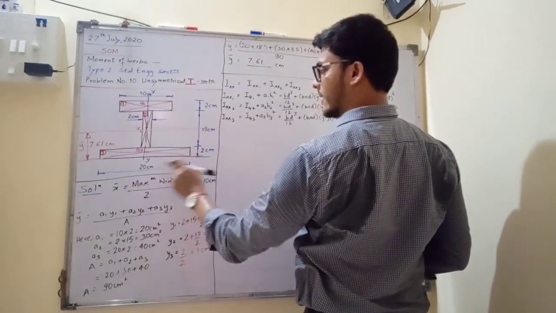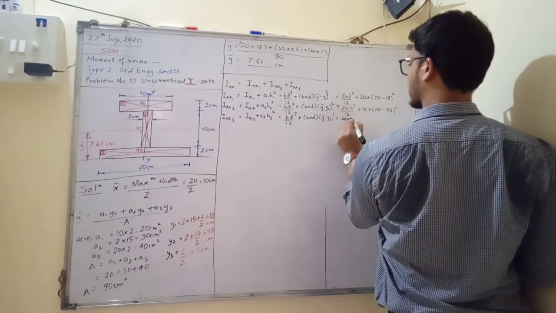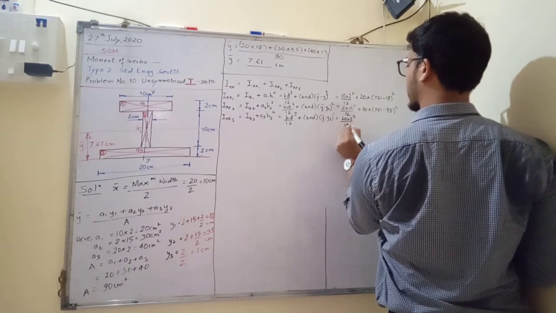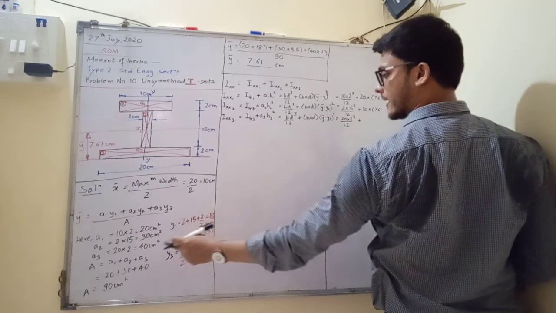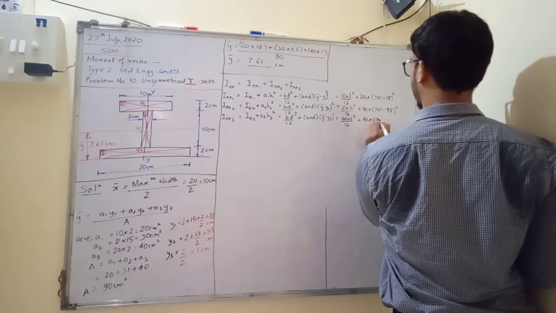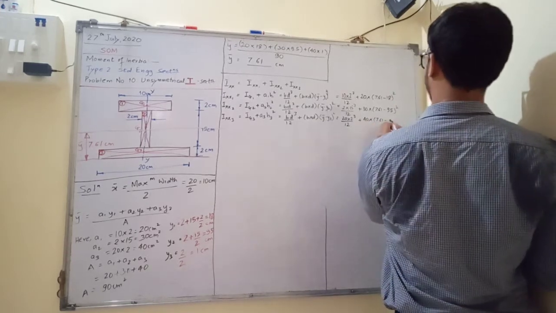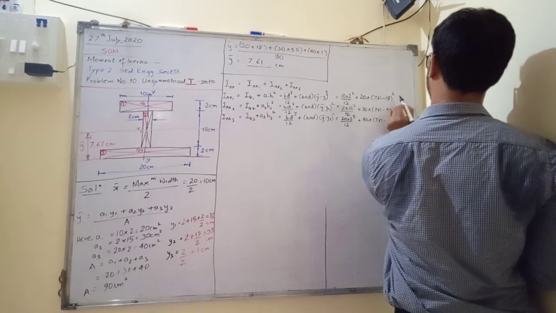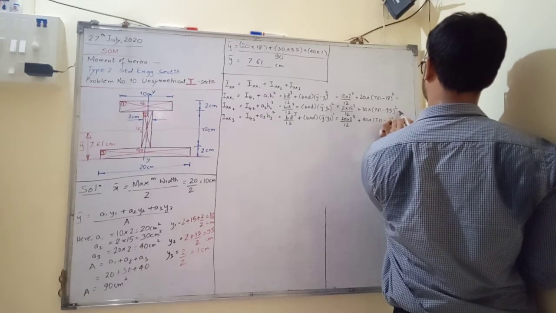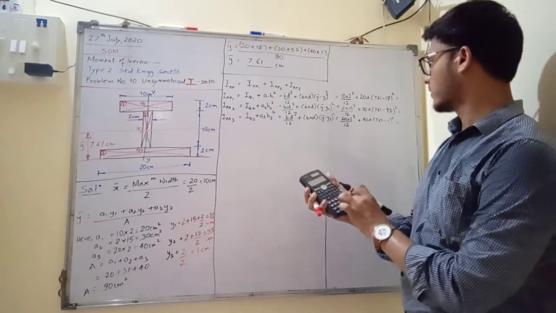Next, third rectangle. B is 20, D is 2. So it will be 20 into 2 cube divided by 12. Area you have calculated, A3 is 40, into y bar 7.61 minus y3 is 1, the whole square. So on solving these three equations, we will get the value one by one.